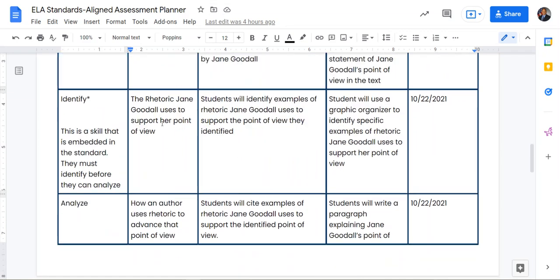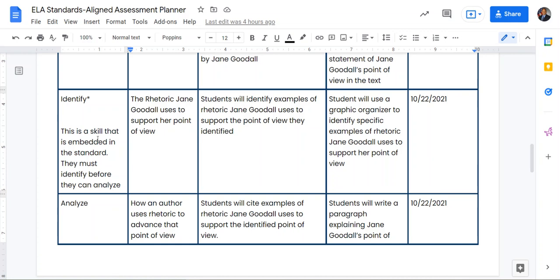So you can see here that I added the skill identify. And what are they going to identify? The rhetoric Jane Goodall uses to support her point of view. So this is a skill that is embedded in the standard because they're being asked to analyze rhetoric. But before they can analyze it, they need to be able to identify it. And I might have some students coming into my class who would struggle with that skill because they might not have the background information.